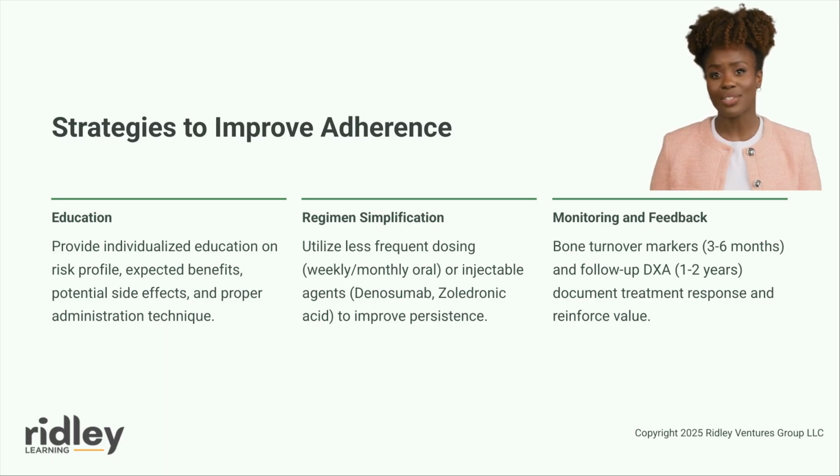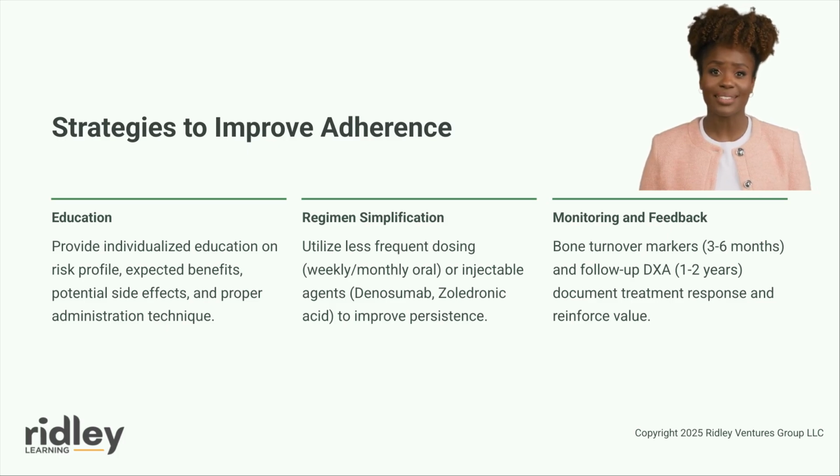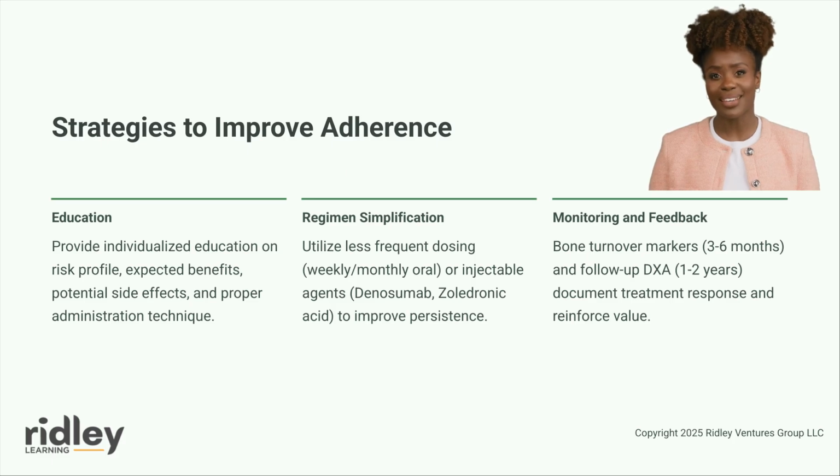Regimen simplification through selection of less frequently dosed medications may improve adherence. Weekly bisphosphonate dosing is associated with better adherence than daily dosing, and monthly oral bisphosphonate formulations may offer further advantage. Injectable agents administered at extended intervals, such as Denosumab every 6 months or zoledronic acid annually, eliminate the daily or weekly burden of oral medication and the associated administration complexity.